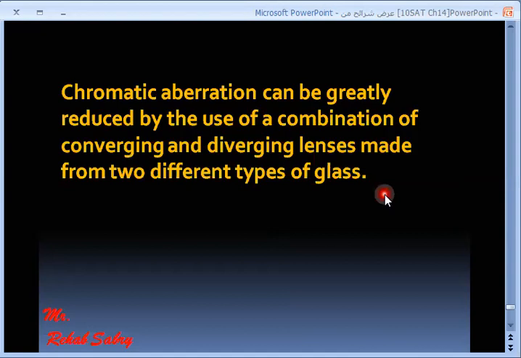Finally, chromatic aberration can be greatly reduced by using a combination of converging and diverging lenses made from two different types of glass.